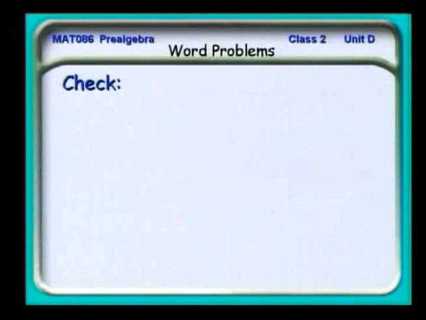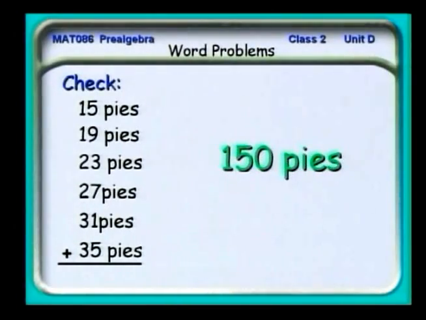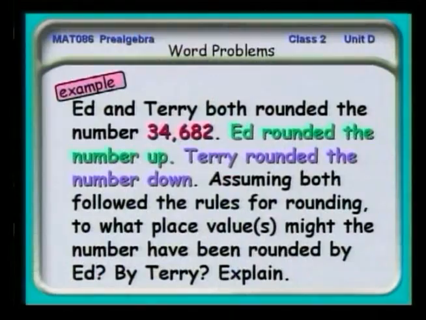How can we check this? Well, we can add up all of these pies and find that they, in fact, add to 150. So we can be pretty sure that this solution is the correct one, since if we take the number of pies Homer ate on each day and it adds to 150, that's pretty good verification.